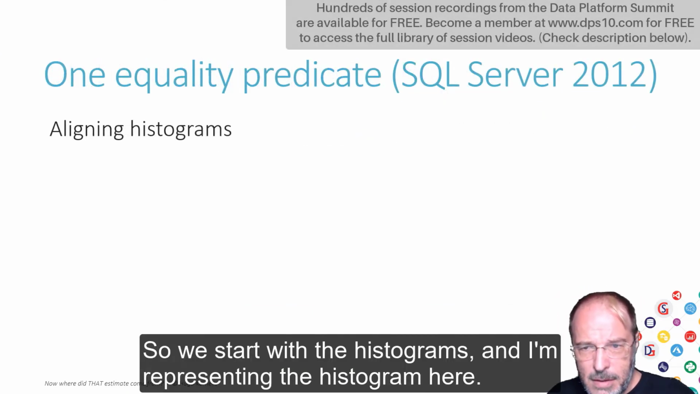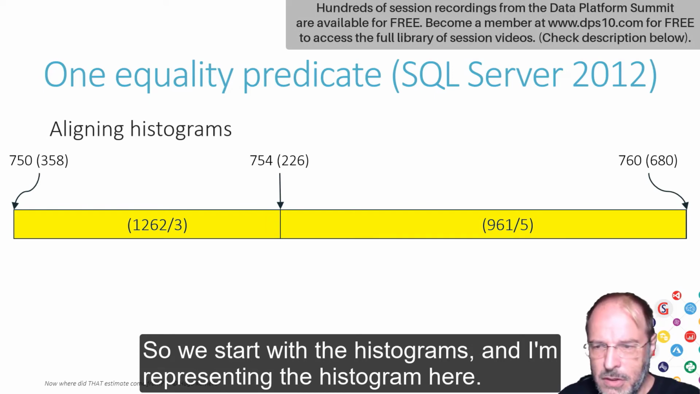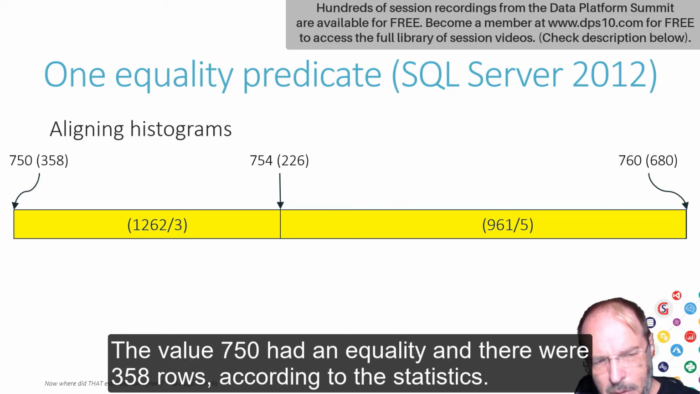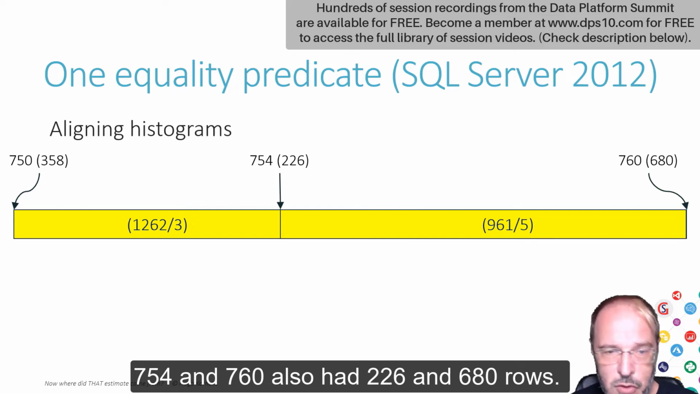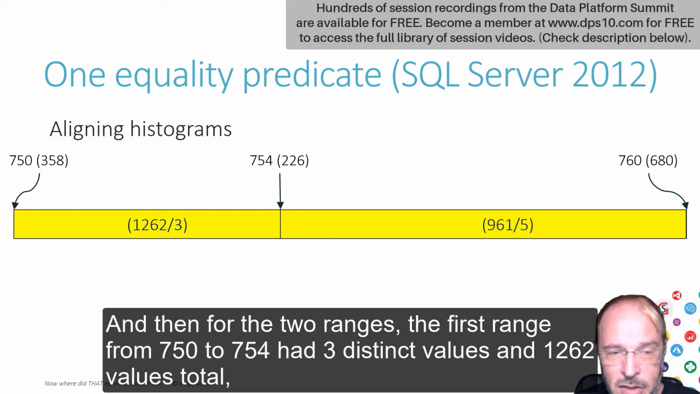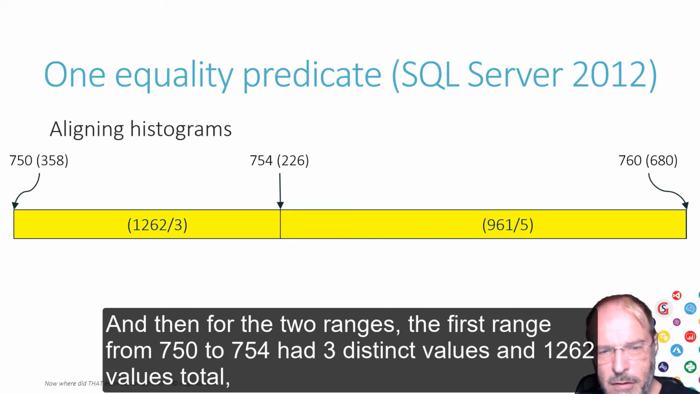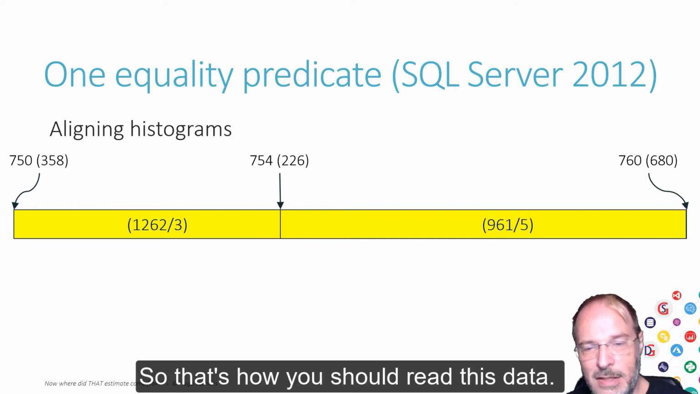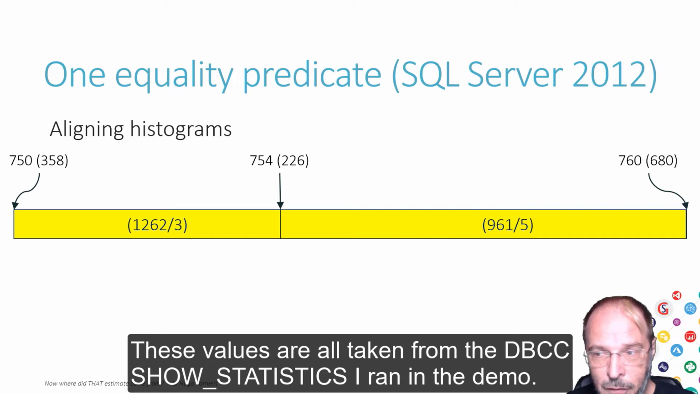So we start with the histograms, and I'm representing the histogram here. What you see here is for demo table 1, the value 750 had an equality, and there were 358 rows according to the statistics. 754 and 760 also had 226 and 680 rows. And then for the two ranges, the first range from 750 to 754 had 3 distinct values and 1262 values total. And the second had 5 distinct values and 961 values total. So that's how you should read this data. These values are all taken from the DBCC SHOW_STATISTICS I ran in the demo.